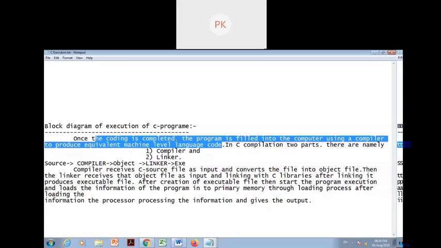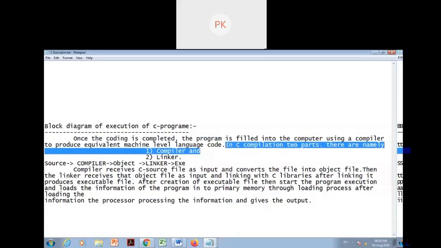So in C compilation, two parts are there. What are those two parts? Compiler and linker. So these two parts are inbuilt. These two parts play a major role in executing a program. Let's see the steps of compilation.